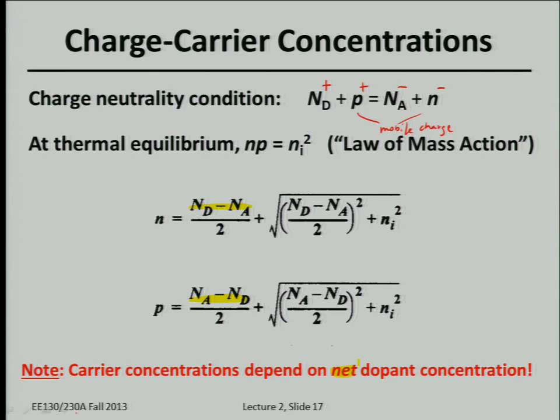So basically, let's look at this case. Let's say a material where Nd is greater than Na. So the term underneath the radical in the second equation here is positive and much greater than Ni squared. Let's just do that as a simple example.